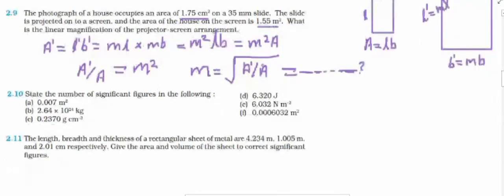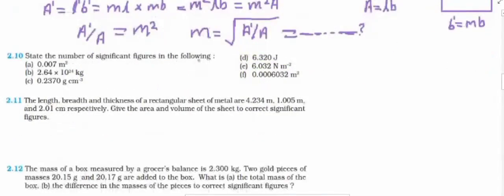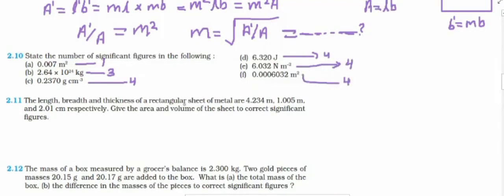Now, next, state the number of significant figures in the following. You need to apply the rules. First case you will get 1. Second case you will get 3. Third case 4. Fourth case again 4. Fifth case 4. And the last one again 4.